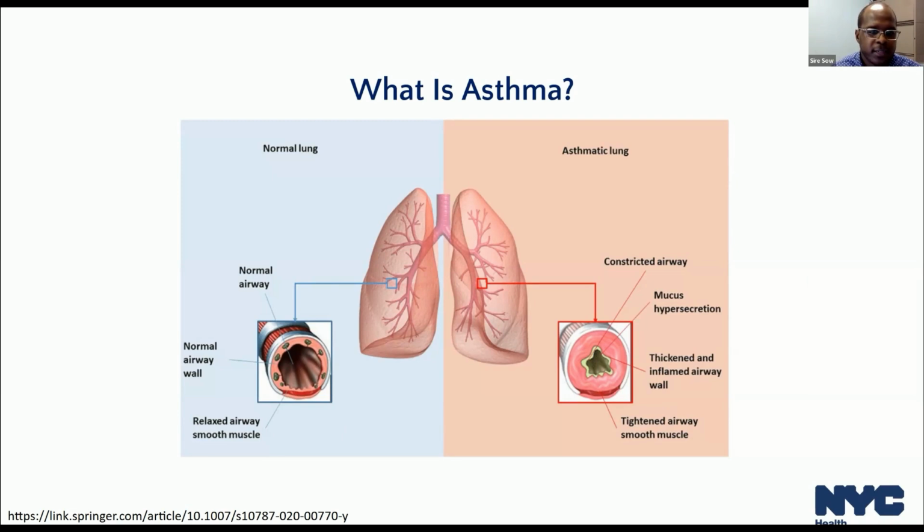You could see also that the smooth muscle around is also now tight, whereas on the left side, the smooth muscle around the airway is relaxed. So all of these findings join together, and that's what causes someone to have an asthma attack. That's what happens in the body when someone's having an asthma attack.